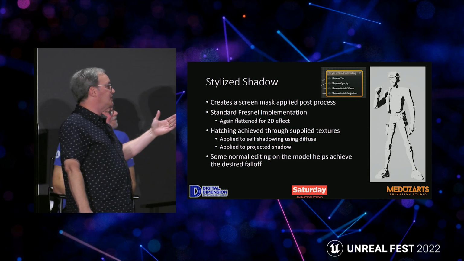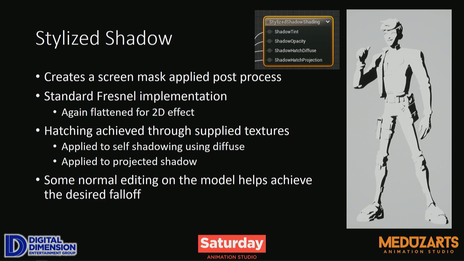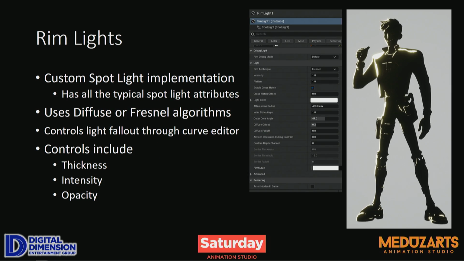It's separated into two pieces. There's the self-shadowing, which is based off of the diffuse, and there's the projection shadow, which we don't see in this drawing here. But we can apply a different technique to the actual projected shadow. And as mentioned here, the hatching itself is just a texture that we're supplying to be able to create some ragged edges if we wanted to. We don't have it in this example, but we can create the typical hash that they have in drawings and cartoons.